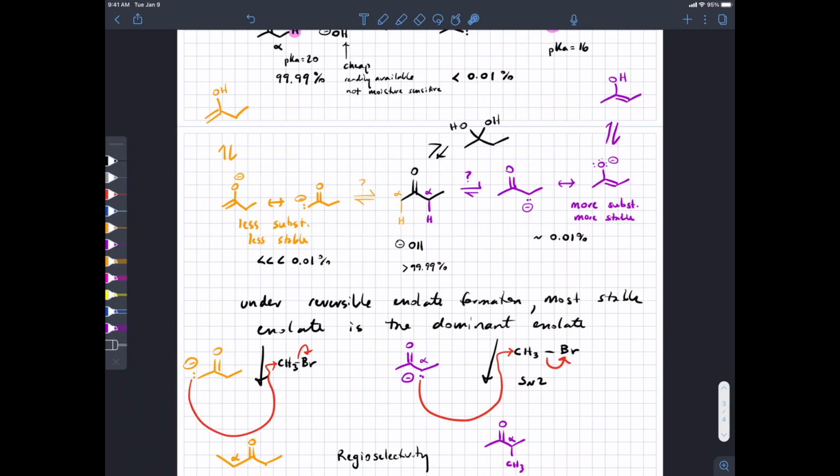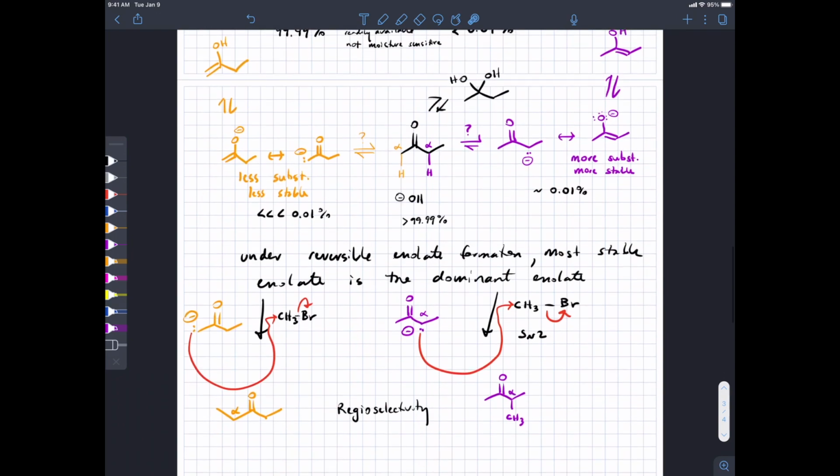Right, and the enolates in all of these cases are high energy intermediates, but what I'm saying is there's just more of the purple one than there is of the orange one. So when they go to react, we're going to get more of the purple product than the orange product.